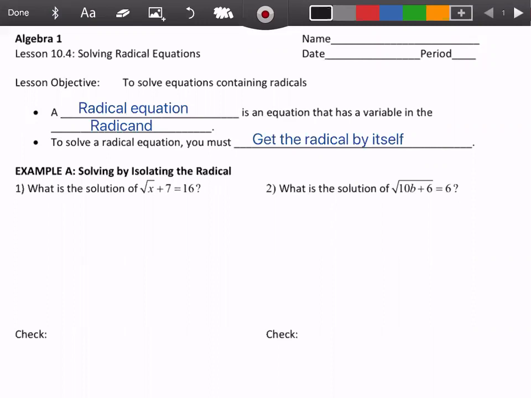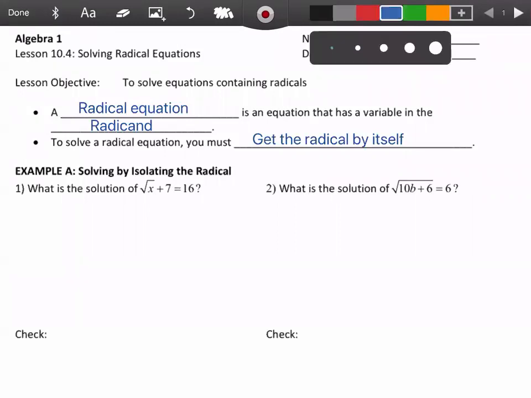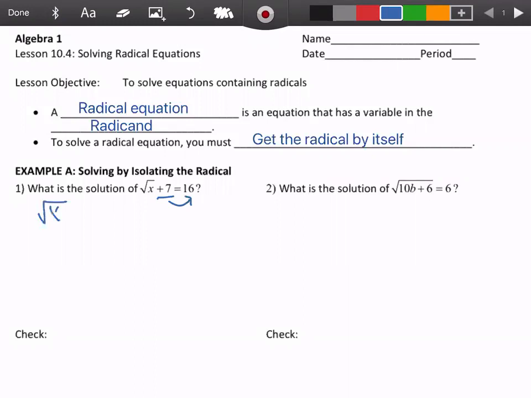So if we look at example A, what is the solution of the square root of x plus 7 equals 16? Notice how the square root sign is only over x, and the 7 is on the outside. We have to get rid of that 7 before we do anything else. We want to get it on the other side. So essentially, we're balancing the equation so that the square root of x is by itself.